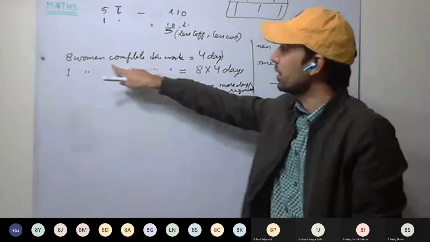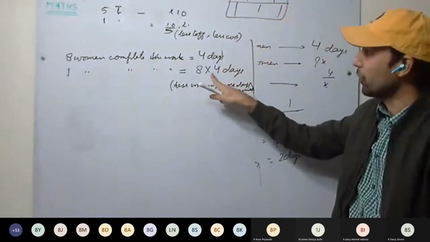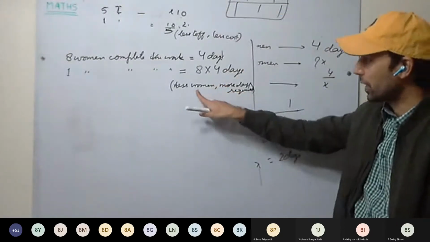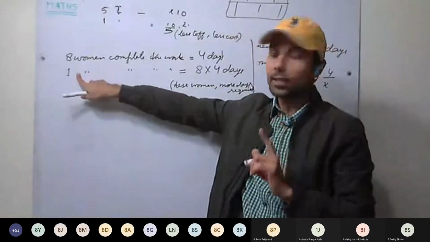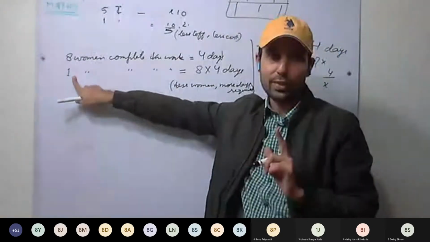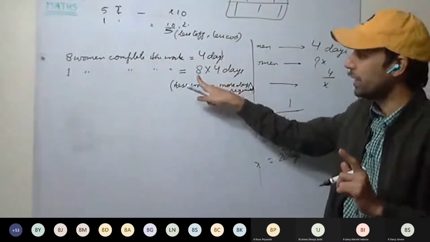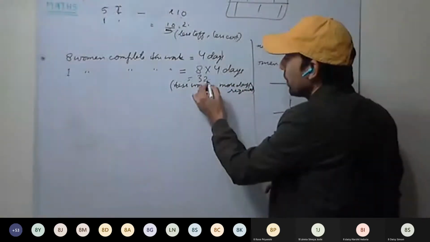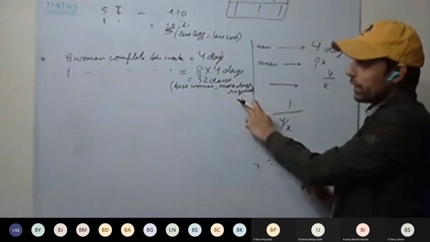But see here, what is it? Women are decreasing, but number of days are increasing. Therefore, we have to multiply. You can also know, we are decreasing women. Now instead of 8 women, only 1 woman is working. So work will be completed in more days by how many? 8 times. So 8 into 4, so 32 days. Understood this one? So less women, more days required.